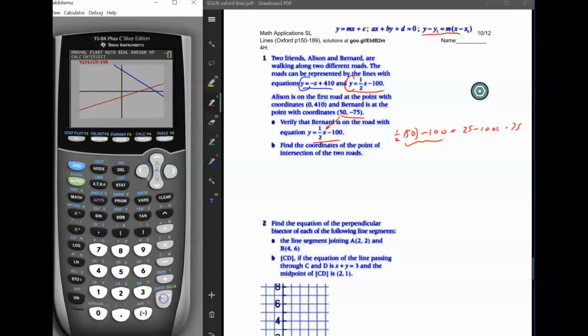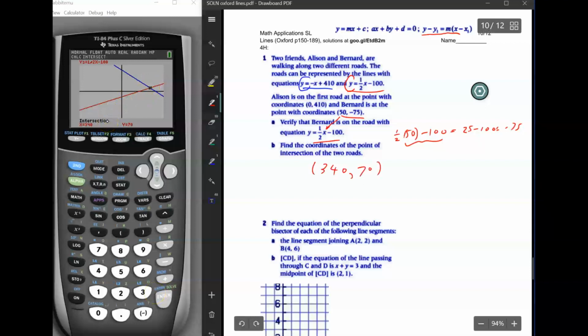So the first curve, of course, is the blue one. The second curve is, of course, the red one. And the guess doesn't matter because there's only one intersection. So you just hit enter 3 times, and the intersection is 340, 70.